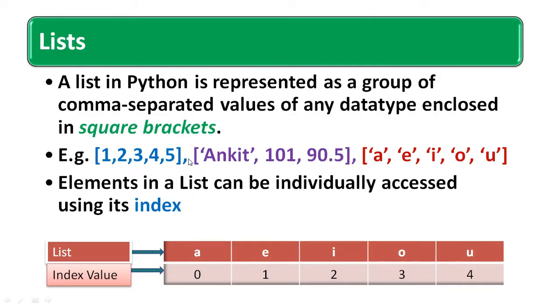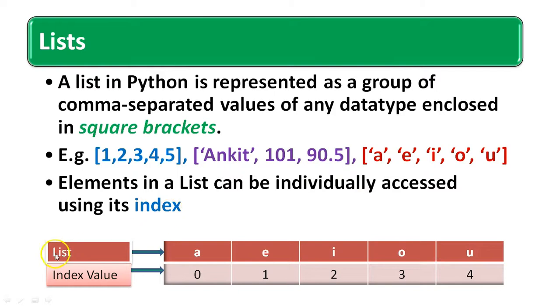Now the next data type is list, which is a sequence or a group of comma separated values of any data type enclosed in square brackets. So brackets are square, 1, 2, 3, 4, comma separated values, or they can be mixed, like some integer, some float, some string, or maybe simply characters like vowels. Right, elements in this list can be individually accessed using its index.